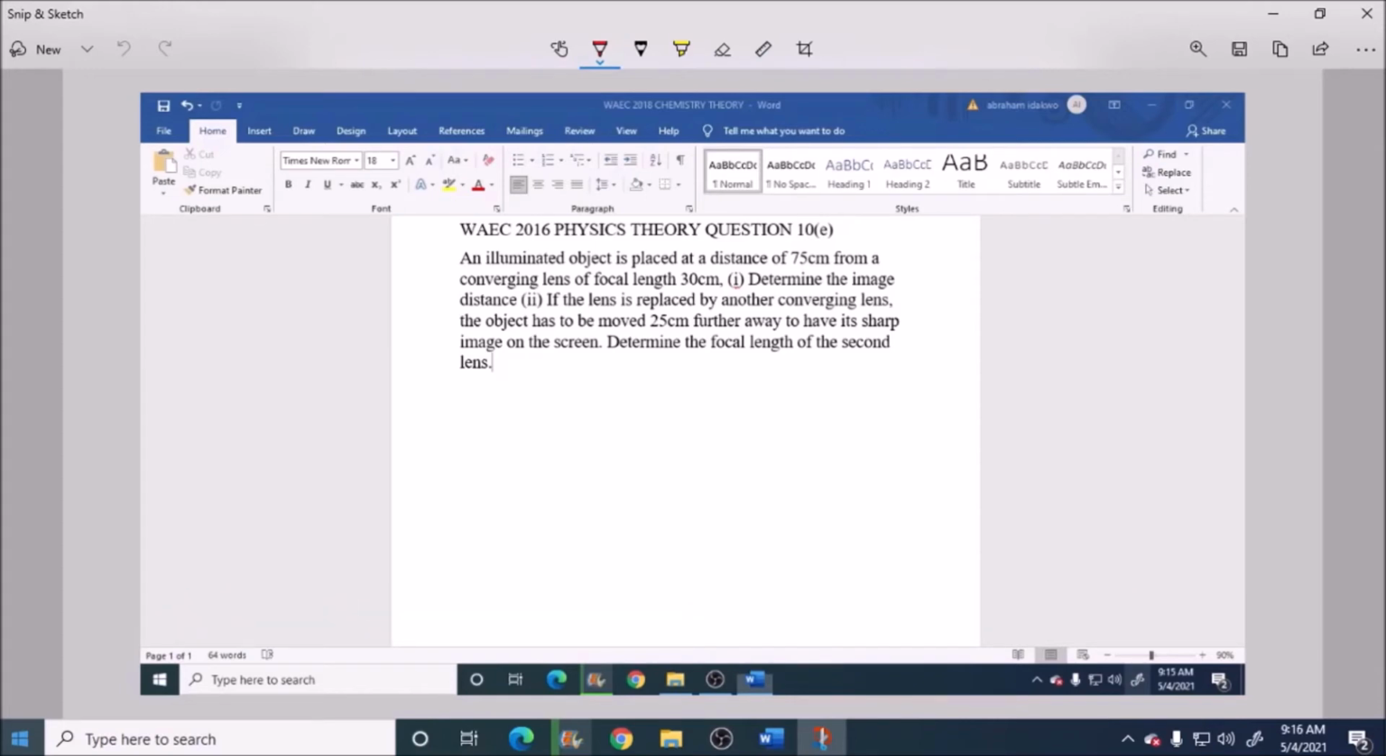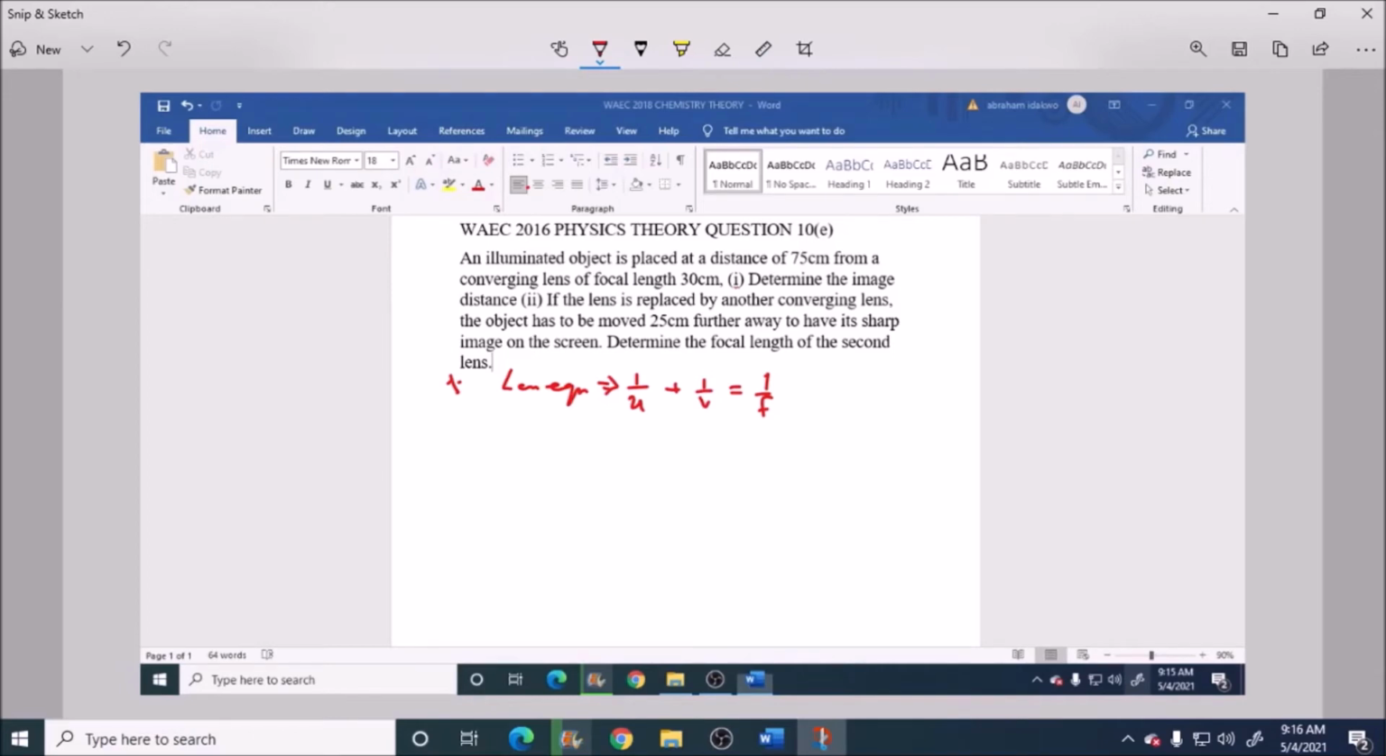Okay, so let's begin with the first question. Determine the image distance. All right, so we'll begin by writing the lens equation, which is 1 over u plus 1 over v equals 1 over f.